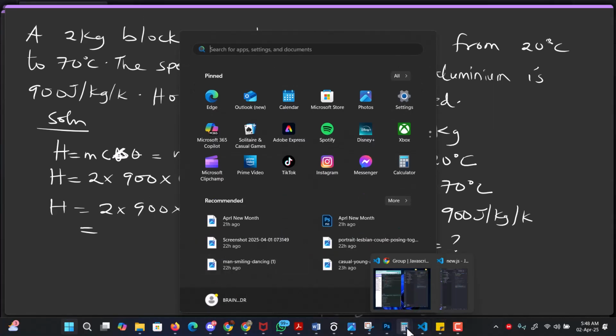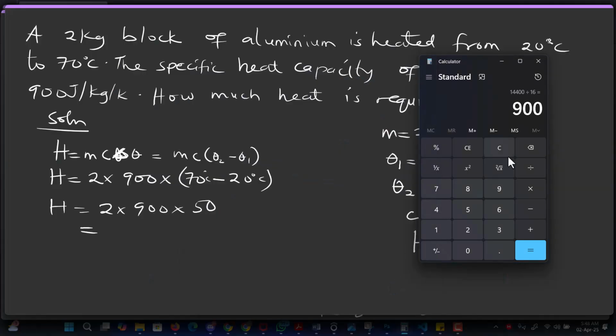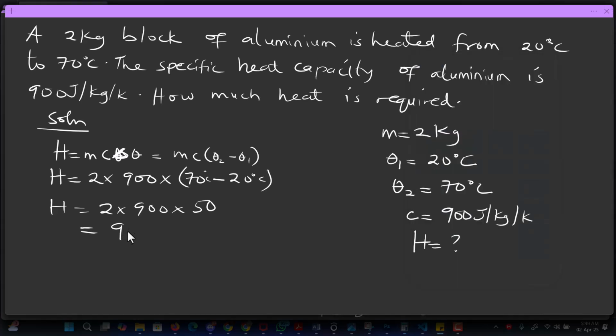So let's bring up our calculator as usual. We have 2 times 900 times 50. So the answer is 90,000 joules. That's the heat that I have here. 90,000 joules as my final answer.